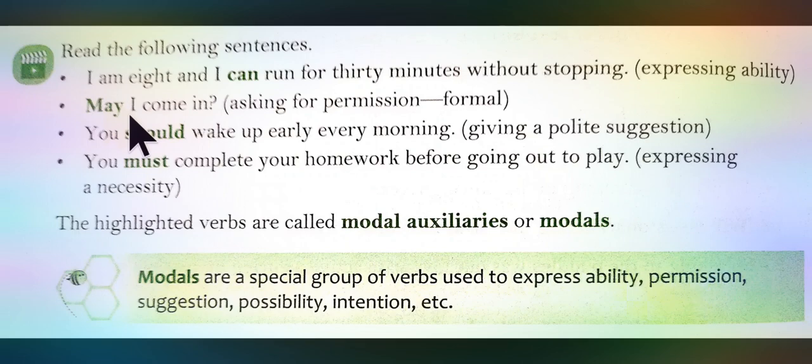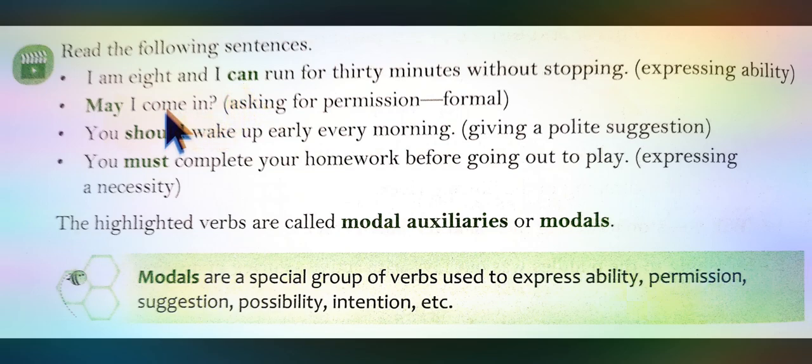Now let's try to understand this chapter with few examples. Now let's read these sentences. Now first sentence is I am 8 and I can run for 30 minutes without stopping. So here word can is expressing the ability that a particular person can run for 30 minutes.